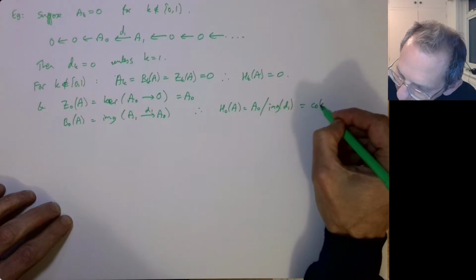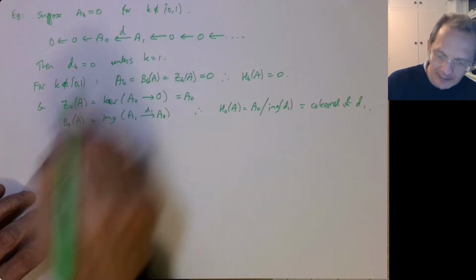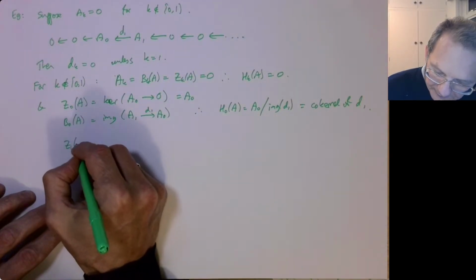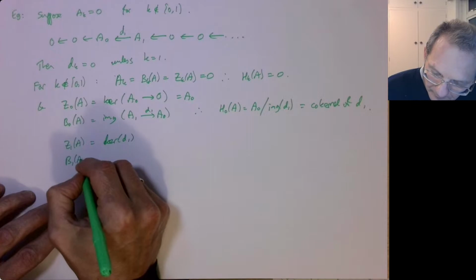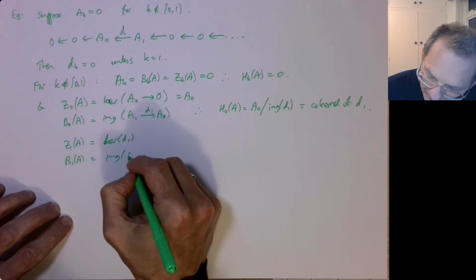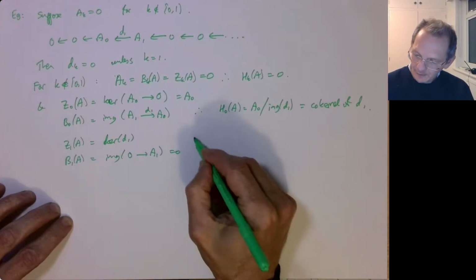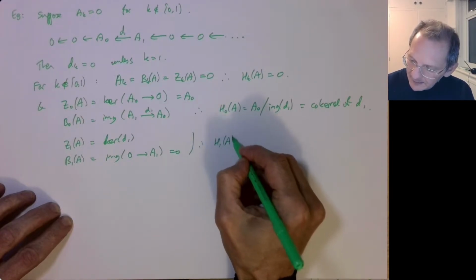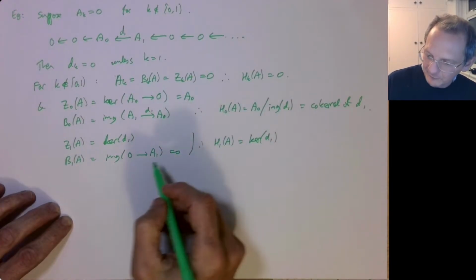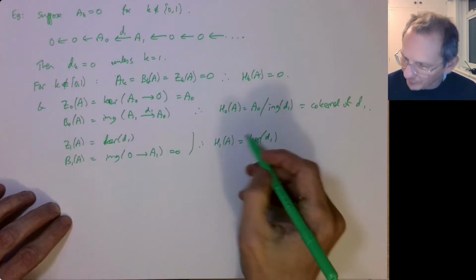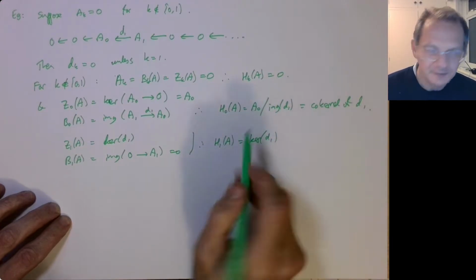This is sometimes called the co-kernel of D1. Whereas if we go to A1, Z_1 A is going to be the kernel of D1, and B_1 A, that's the image of this map from 0 to A1, which is just 0. So we see that H_1 A is the kernel of D1. I mean, officially the kernel of D1 mod 0, but taking the quotient by the 0 group doesn't do anything. So you just get the kernel. So here, H0 is the co-kernel of D1, and H1 is the kernel.